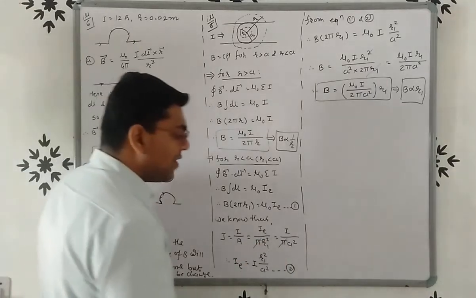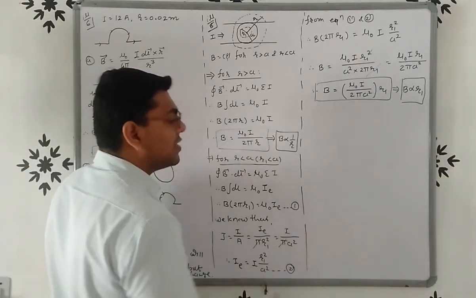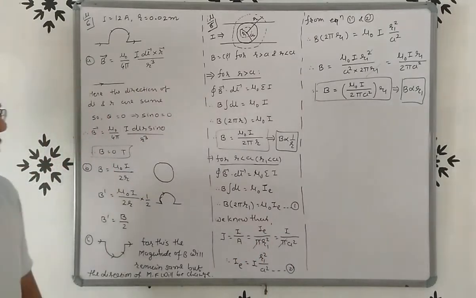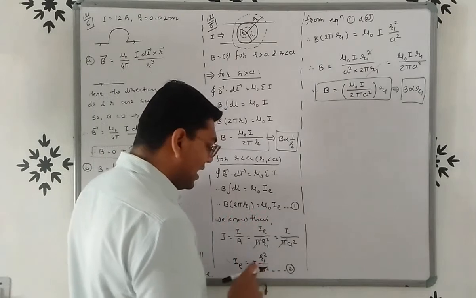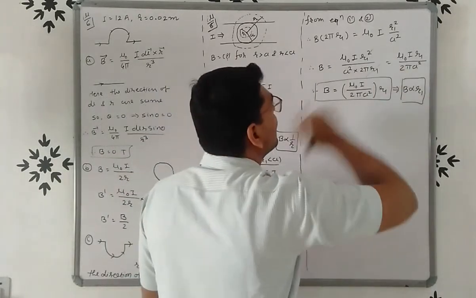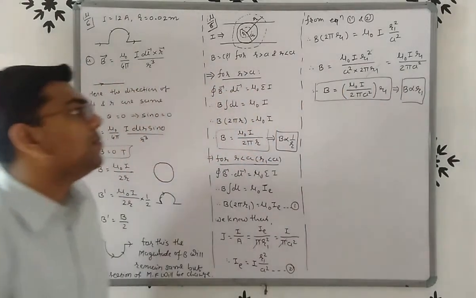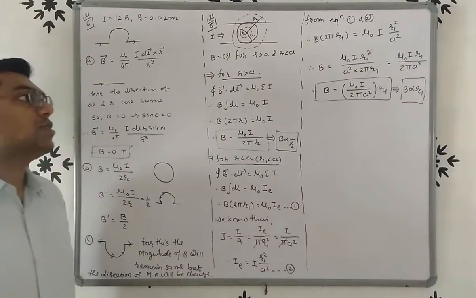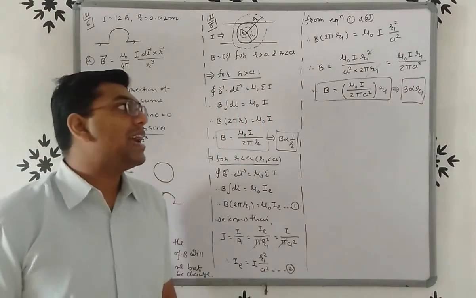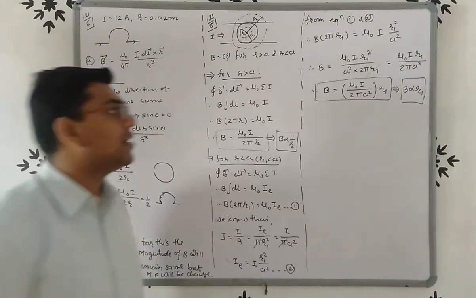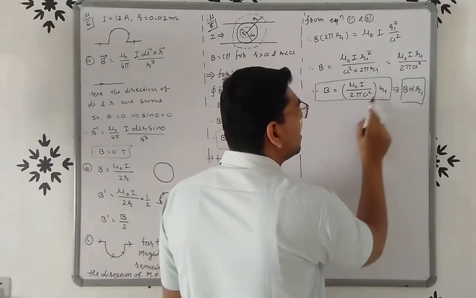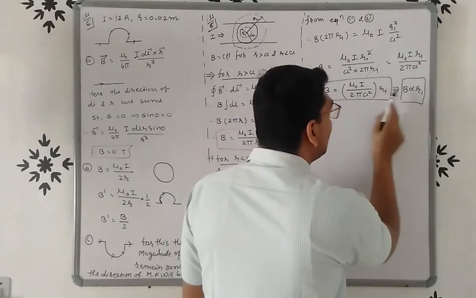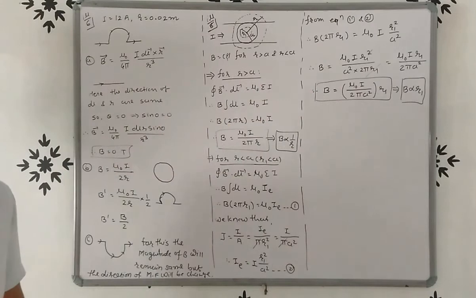So here we put the value of equation number 2 in equation 1. From equations 1 and 2 we get B into 2 pi R1 is equal to mu 0, the value of IE, I R1 square upon A square. Here we formulate B, so R1 cancels, and we get B is equal to mu 0 I R1 upon 2 pi A square. But here mu 0, I, 2 pi and A are constant, so we can say that B is proportional to R1, right?